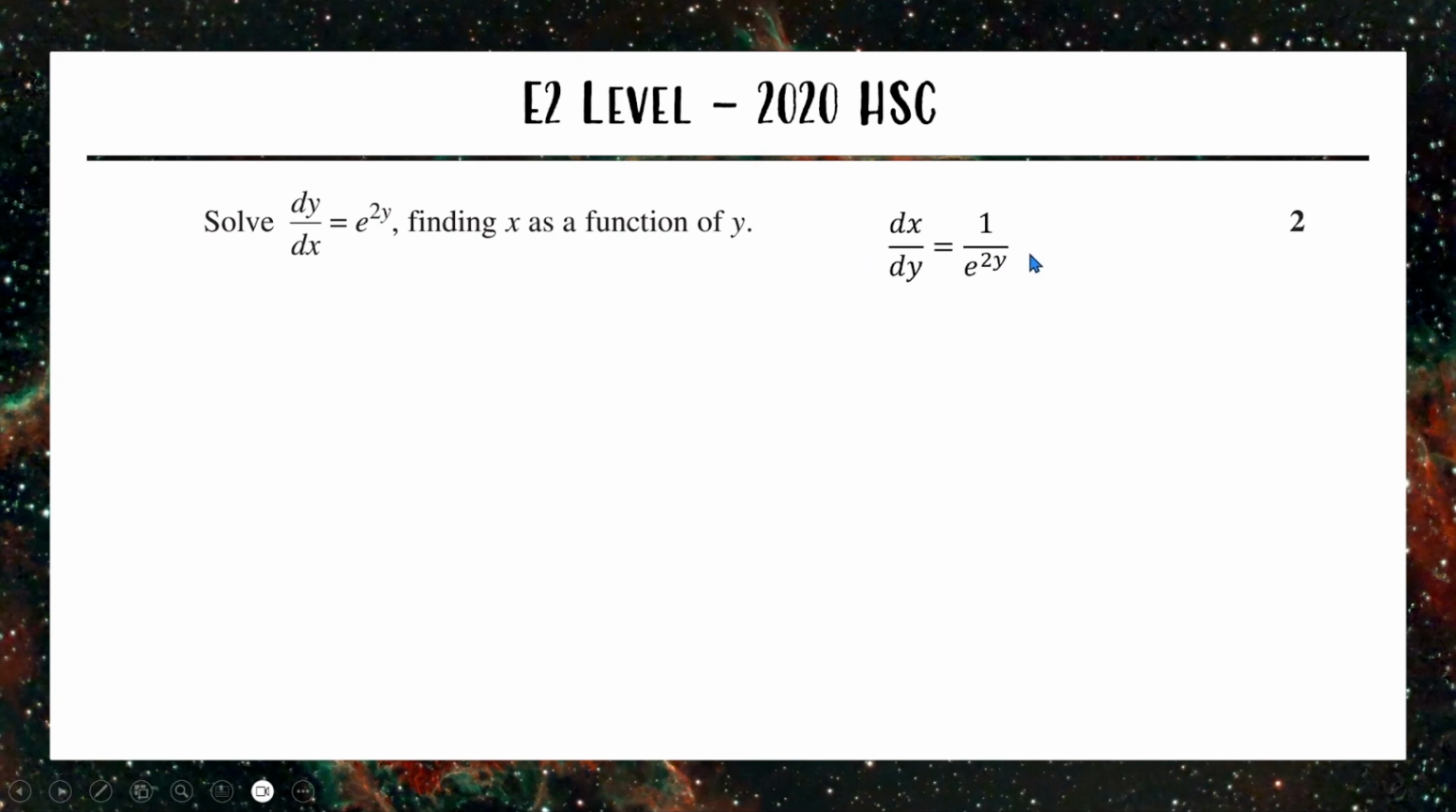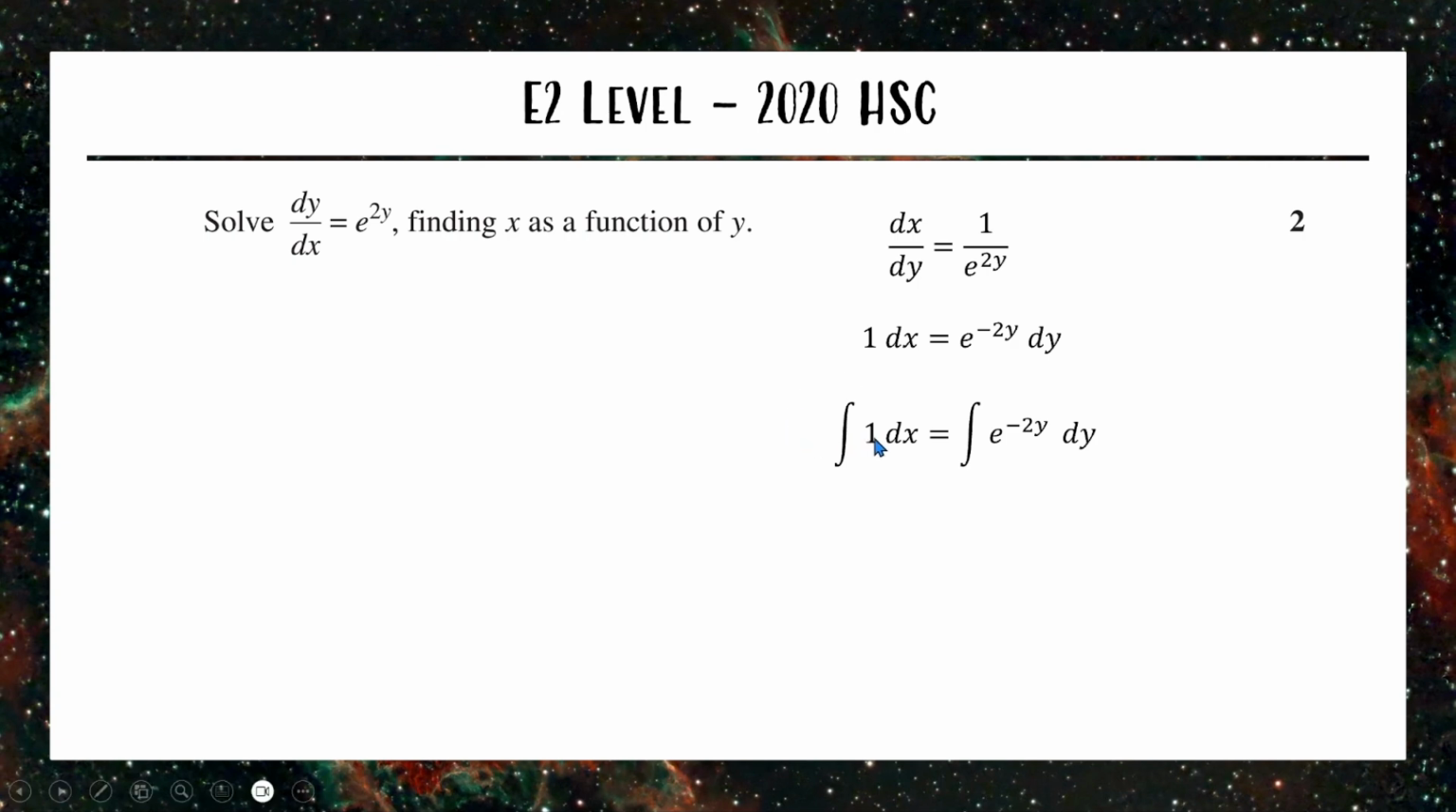So we need to know how to integrate 1 over e to the 2y. And the way we're going to do that is we're going to use a negative power and write this as e to the power of minus 2y. So it looks like this. There's just a 1 on the left-hand side now with the dx, and now we can chuck a couple of integrals in and get some reverse calculus going.